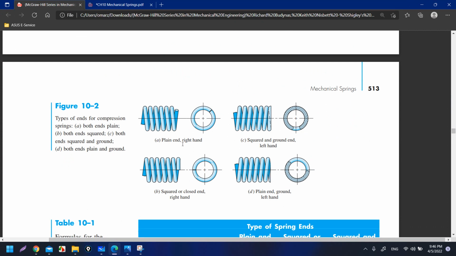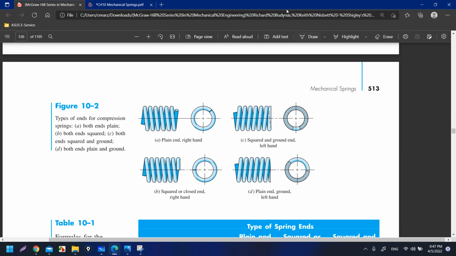We have plain end, squared and ground end, squared or closed. Usually we consider squared and closed the same thing, okay, and we have plain end and we have ground, so we have three different types of end coils. Meaning of end coils, yani the ends of the coil.